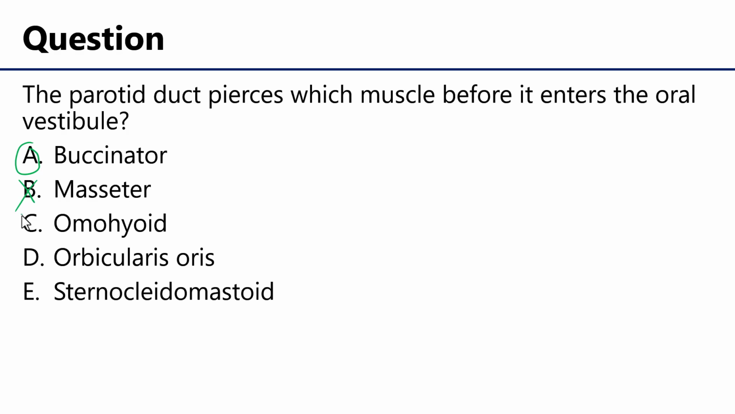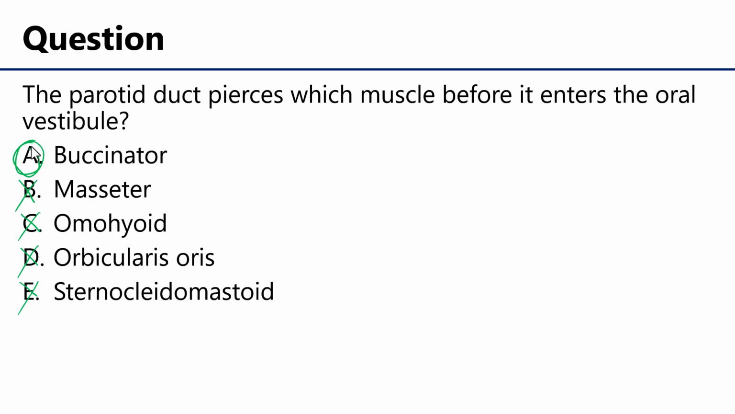Omohyoid, nope, that's in the neck. Orbicularis oris, no, that would be too far anterior. Sternocleidomastoid, no, that's also in the neck. So yep, just to make sure, buccinator, correct answer. The Stenson's duct is moving through that buccal space.